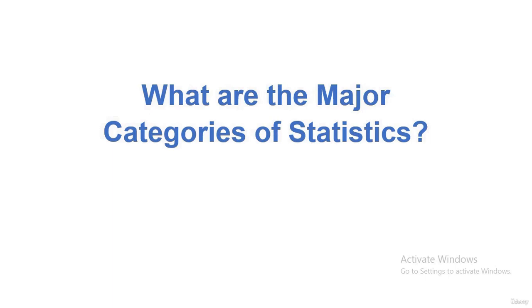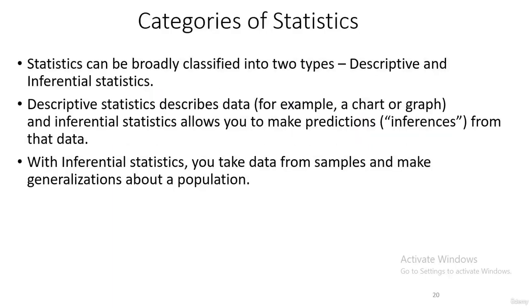Okay, what are the major categories of statistics? Statistics can broadly be classified into two types. One is descriptive statistics and the other one is inferential statistics. Descriptive statistics describes data, for example a chart or graph, and inferential statistics allow you to make predictions and inferences from the data. That means descriptive statistics describes the data and inferential statistics makes a conclusion from the data.